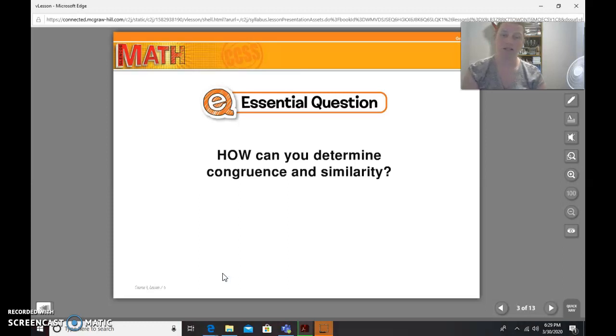So let's go ahead and look at how to complete your work for this week, which is properties of similar polygons. We're going to look at the different properties and what they are, and your job this week is to determine what kind of polygons you're looking at. Are they similar? Are they congruent? So how can you determine congruence and similarity? That is our essential question that we're trying to answer.